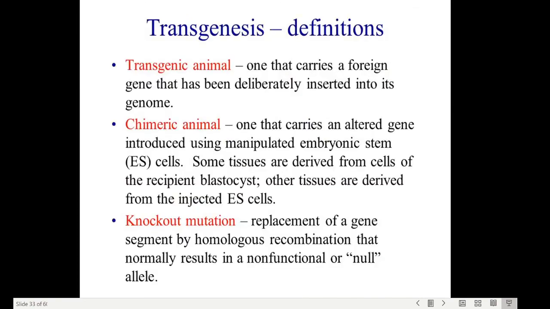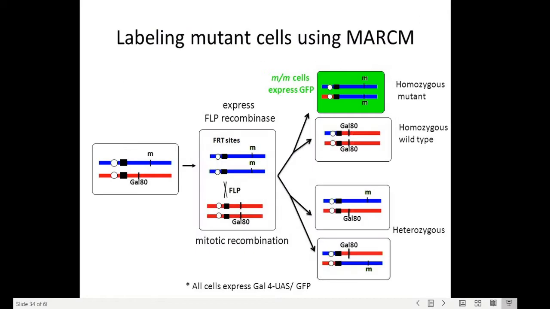After the mutation, transgenesis means it may be a mutation, it may be an alteration, anything may happen in the transgenesis. How can we determine this? There are some examples.